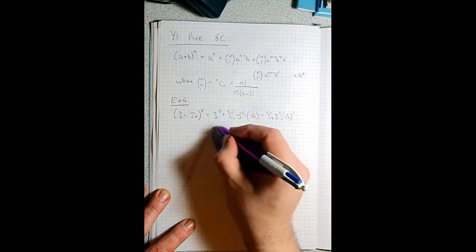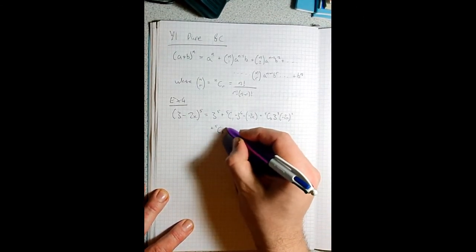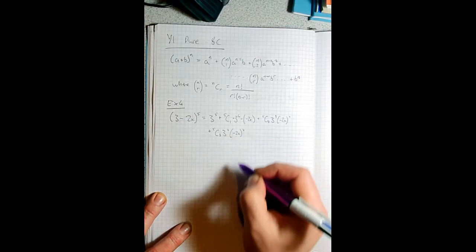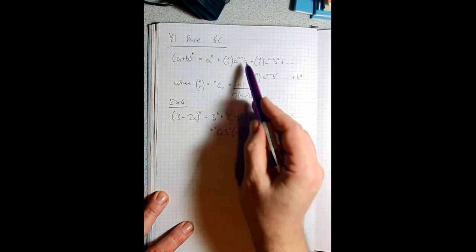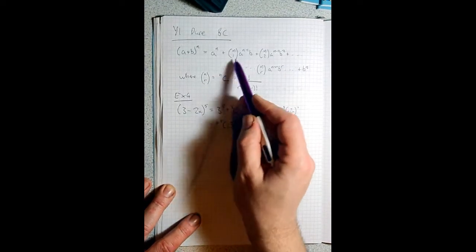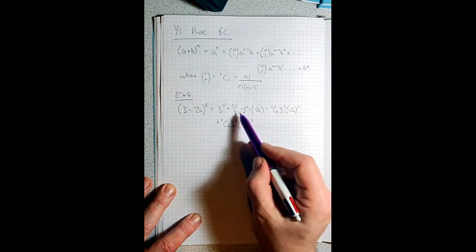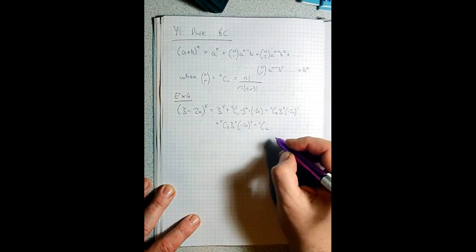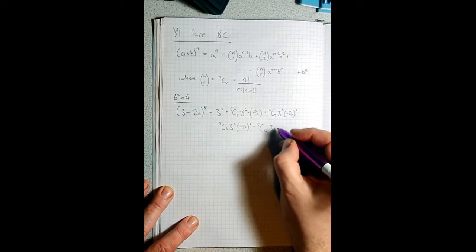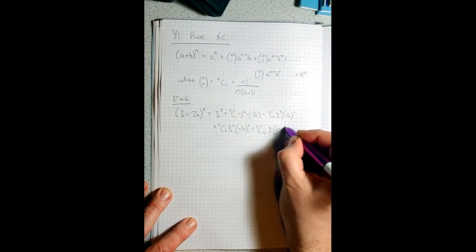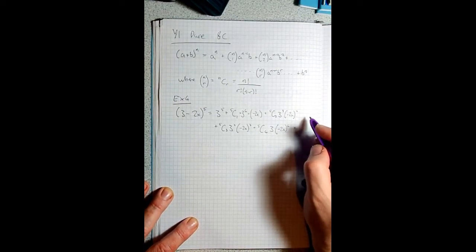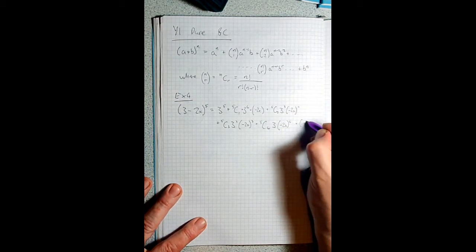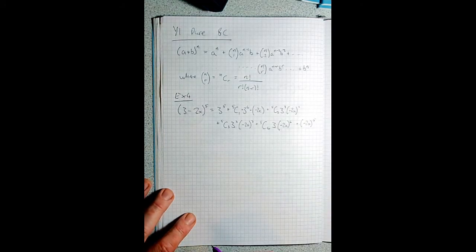plus 5C3. We know the pattern with the powers, but interesting to notice that the power of b is always the same as the r, so the number down here is always the same as the power of b. What's next? 5C4, 3 to the power of 1 times minus 2x to the 4, plus, well 5C5 is 1, so I don't need the C term on the end, so it's just going to be minus 2x to the 5.